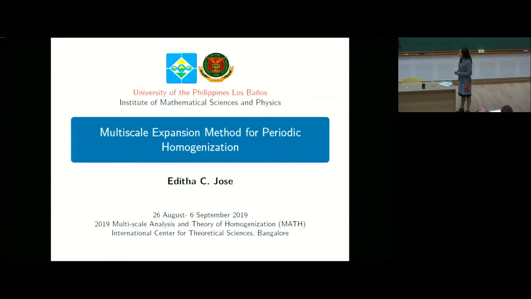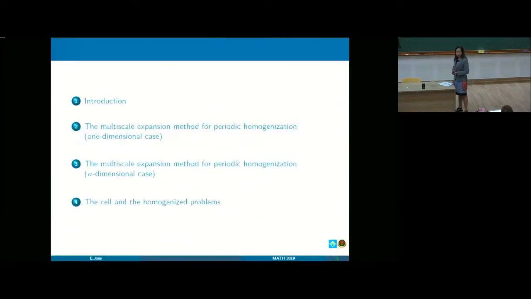Okay, so this will be a two-part lecture, and let's finish what we can finish in 1 hour, and then we continue later. So I will start with a simple introduction, and then the one-dimensional case, as mentioned by Prof. Nanda earlier. And then we proceed with the n-dimensional case, and we focus on what are called the cell and homogenized problems.